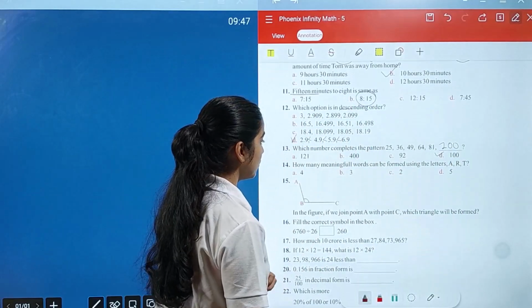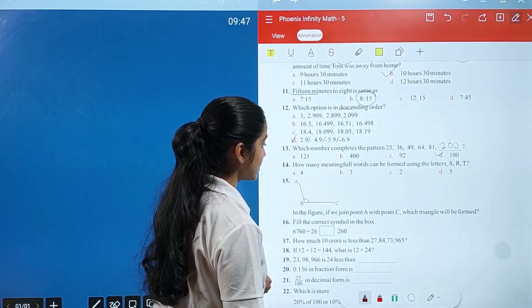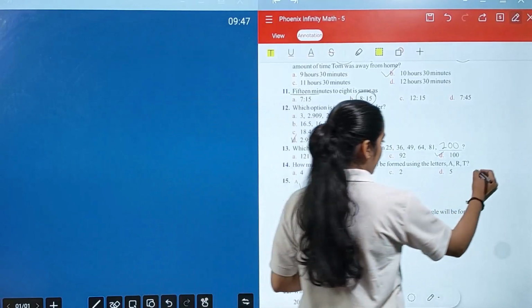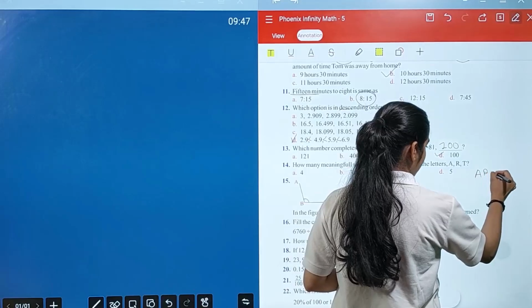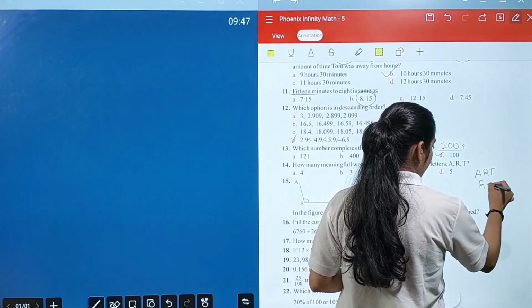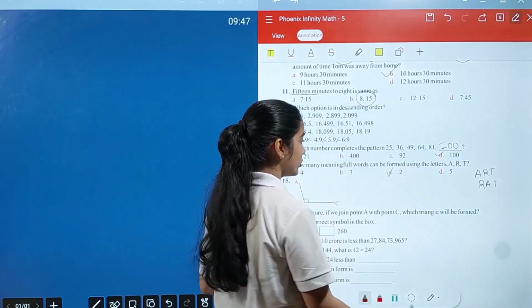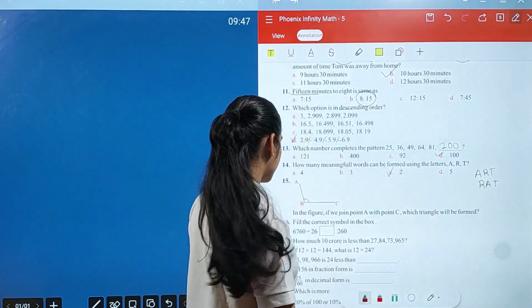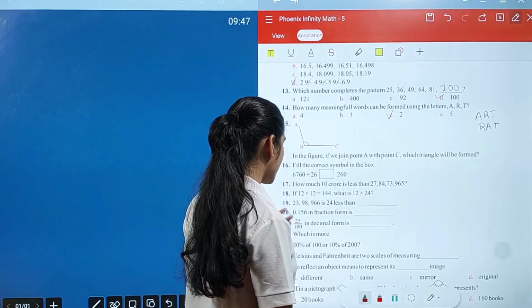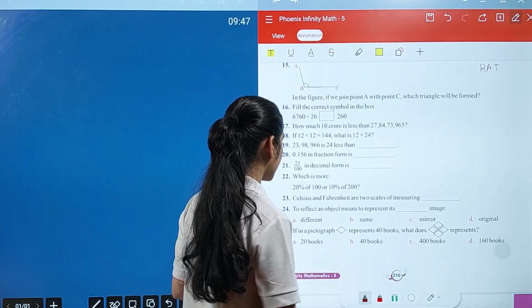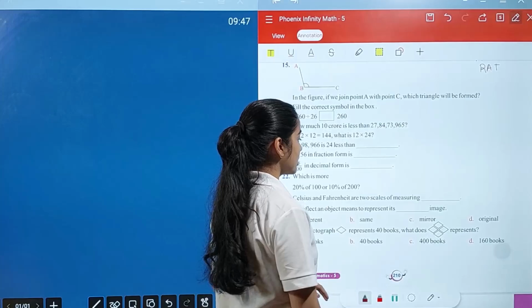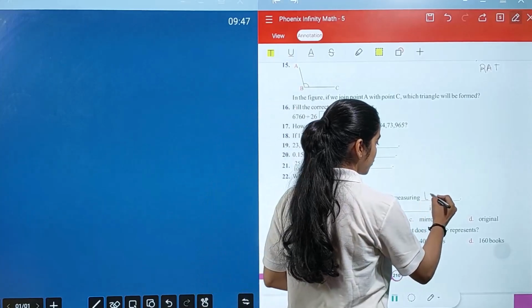How many meaningful words can be formed using the letters art? We can write art, rat, only 2 according to me. You can give it a try and find out if it is possible to make more words by using art or not. Celsius and Fahrenheit are two scales of measuring temperature.